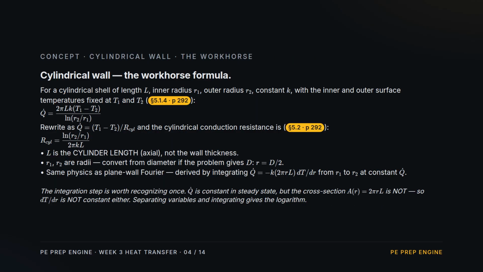Cylindrical wall, the workhorse. Q dot equals 2πLk times delta T over the natural log of R2 over R1. Rewrite as delta T over R, and the cylindrical resistance is that log over 2πkL. 2 warnings. L is the axial cylinder length, not the wall thickness, and convert diameters to radii first. It's plane wall Fourier. The growing area 2πRL produces the logarithm.